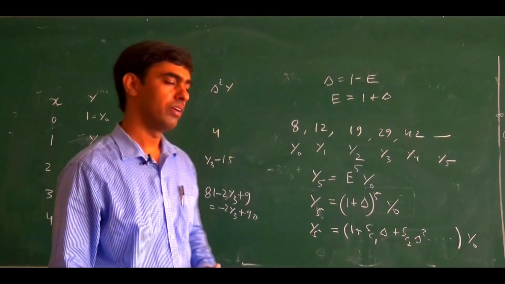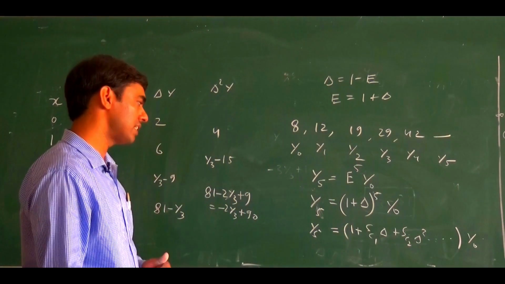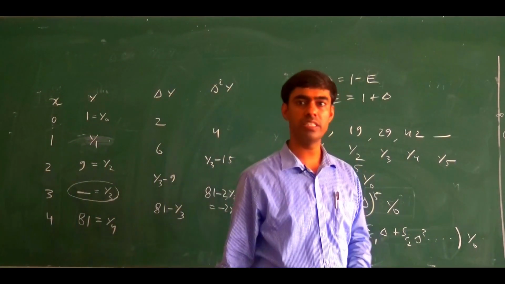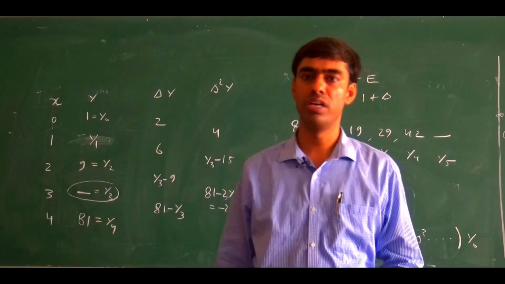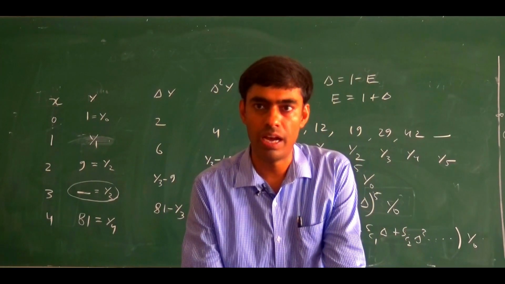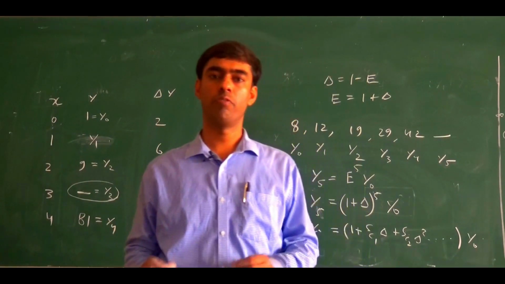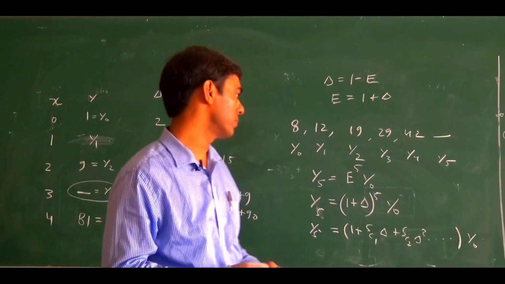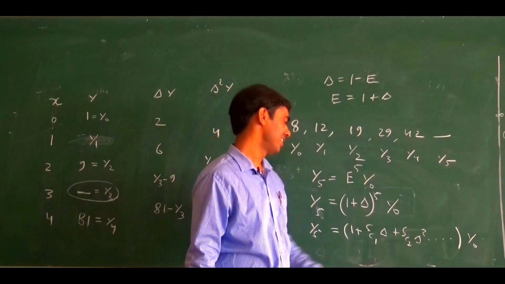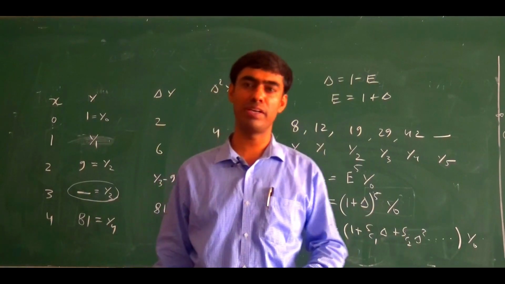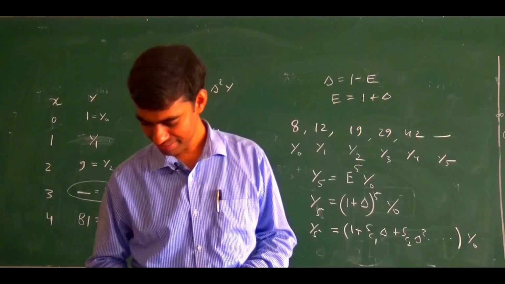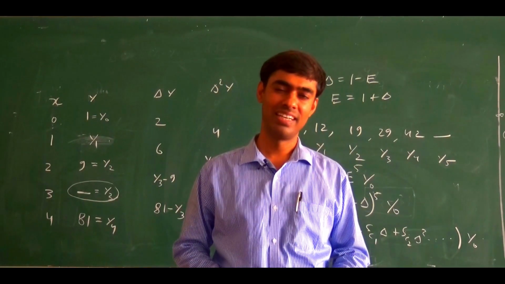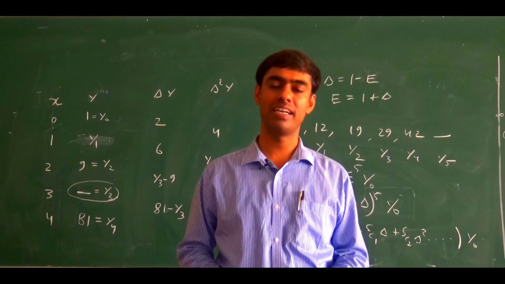In other words, once we construct the difference table, we are able to find the values of delta y0, delta 2 y0, delta 3 y0, delta 4 y0. And once we find the values of y0, delta y0, delta 2 y0, delta 3 y0 and delta 4 y0, then putting the values here, we find the value of y5. So this is another application of the difference operator or difference table.